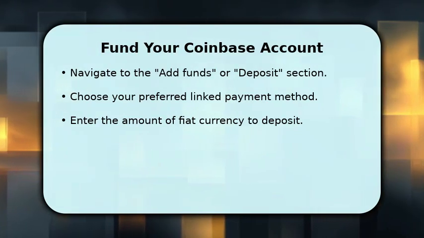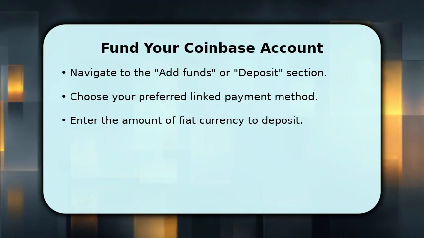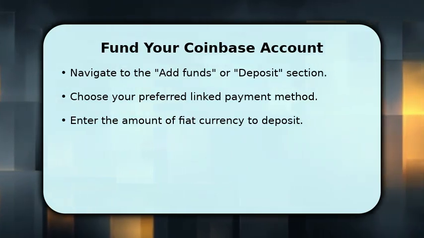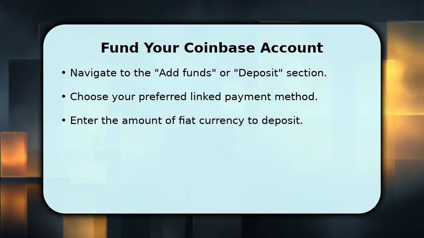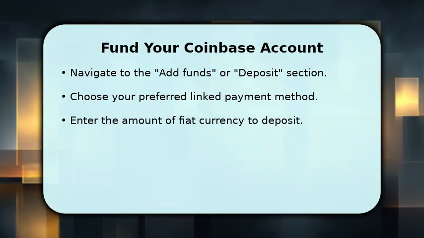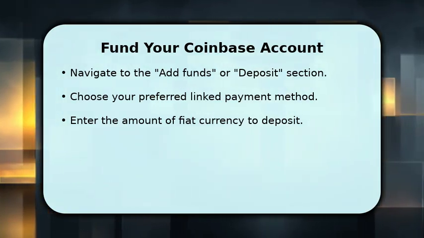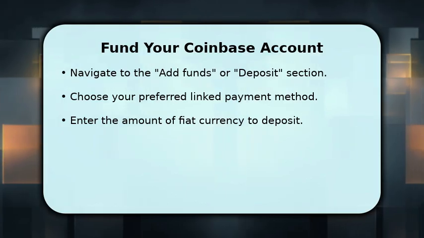Once your account is ready, it is time to add funds. Navigate to the Add Funds or Deposit section within your Coinbase interface. Select your preferred linked payment method, like your bank account. Enter the specific amount of fiat currency you wish to deposit. Confirm the details to initiate the transfer, making your funds available for buying USDC.